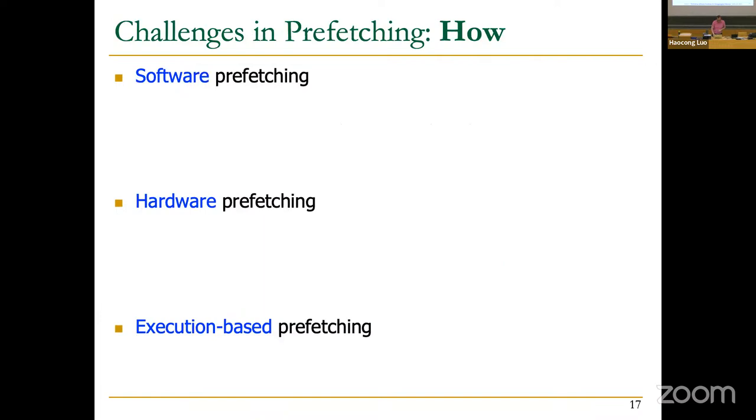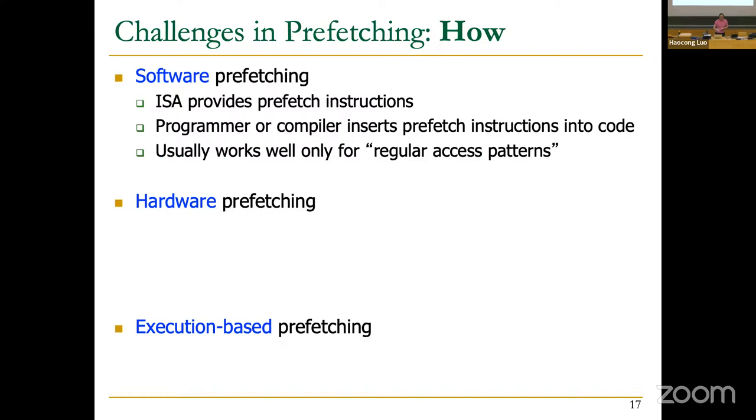Let's talk about how to prefetch, and then I'm going to give you some example prefetching methods. Software, hardware, and execution-based prefetching are the three major categories of prefetching. In software prefetching, the instruction set architecture provides prefetch instructions. I mentioned this before, and I'm going to show you examples. The programmer or compiler inserts prefetch instructions into code. This usually works well only for regular access patterns. You need to figure out the access pattern and you need to be able to do prefetching.